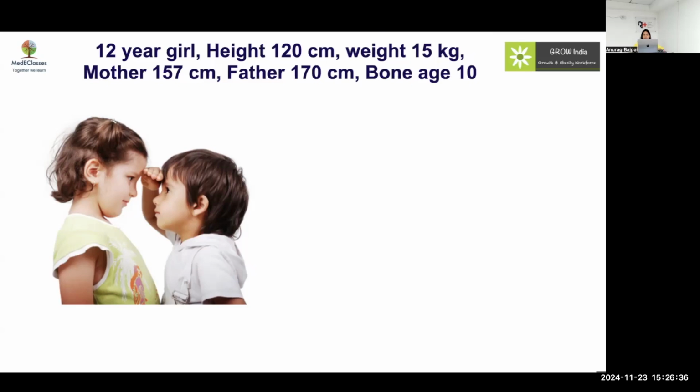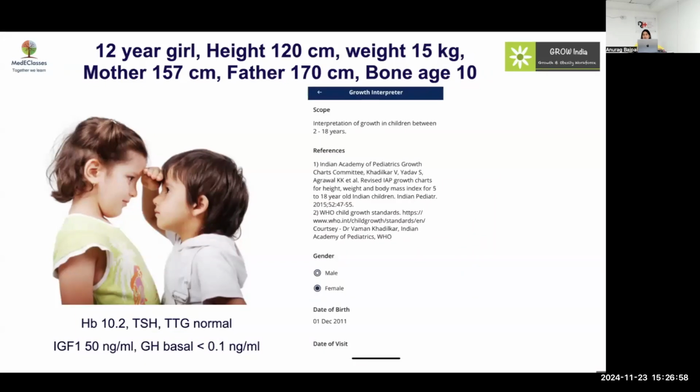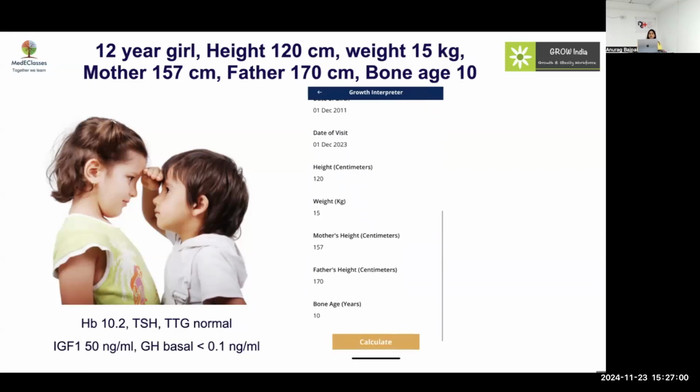Mother's height was 157 centimeters, father's 170 centimeters, and bone age was 10 years. Hemoglobin was 10.2, TSH and TTG were normal. IGF-1 level was 15 nanograms per ml, and the basal growth hormone level was low. So the question is whether this child has a growth hormone deficiency or not. Do you agree with a GHD diagnosis in this case?